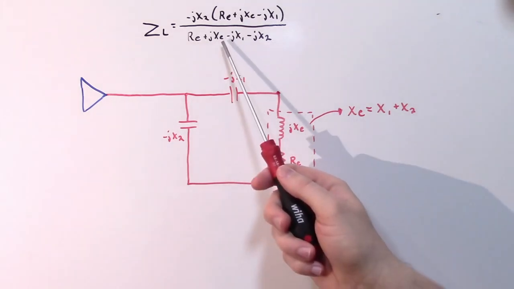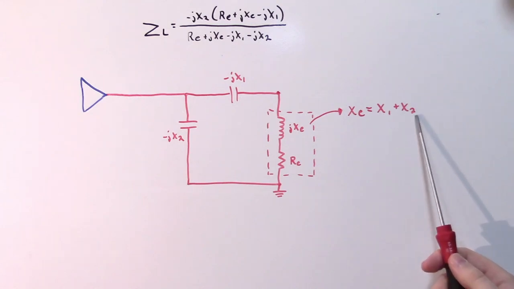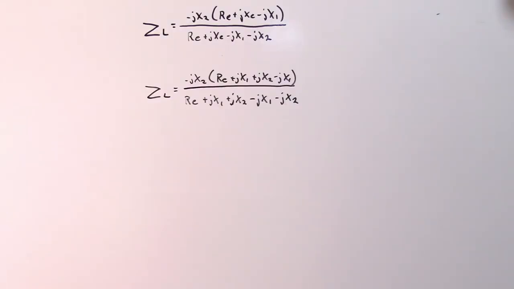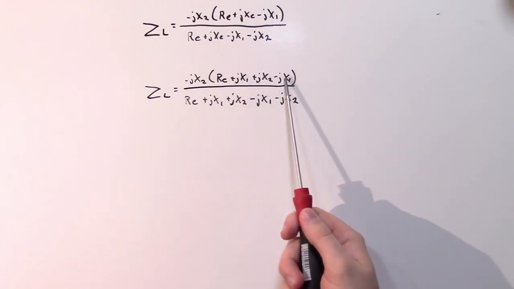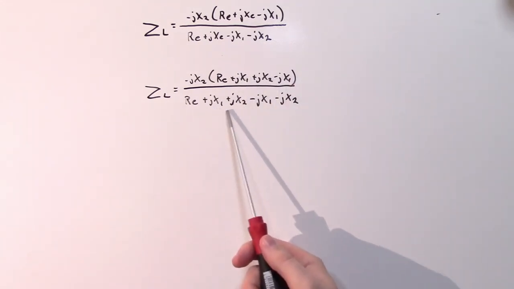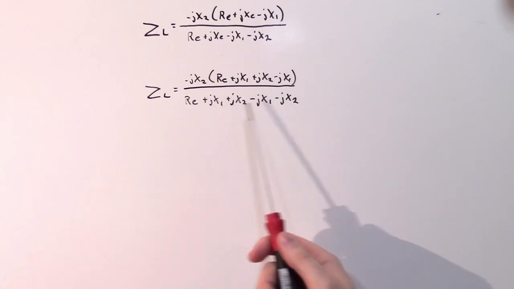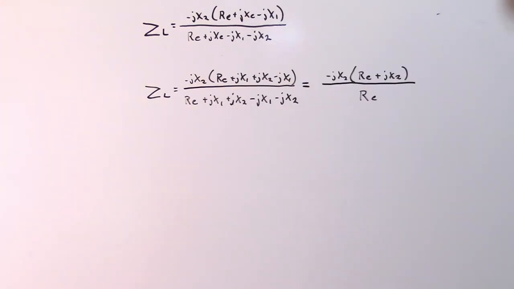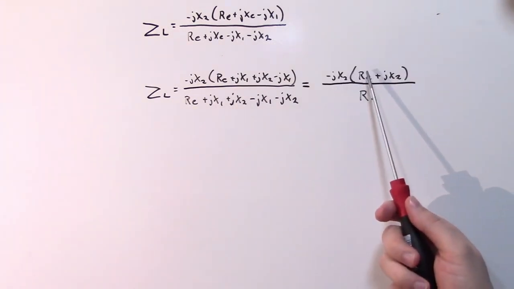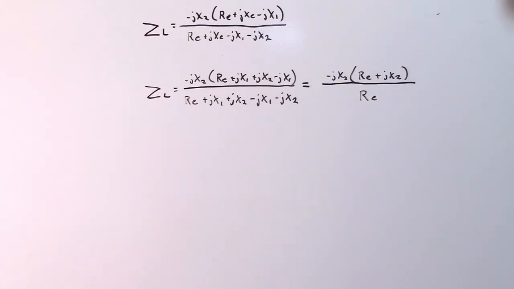So we can substitute our XE with X1 plus X2, and this greatly simplifies our equation because X1 cancels out in the numerator and everything in the denominator except for RE cancels out. So this is equivalent to negative jX2 times RE plus jX2 over RE. But we can go a step further. Let's multiply out the numerator here.